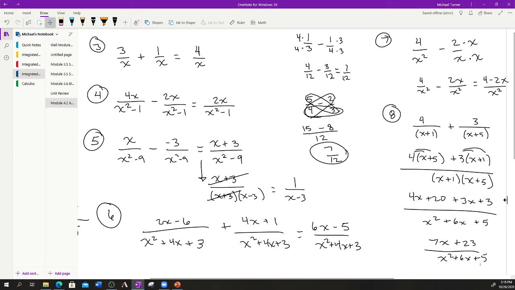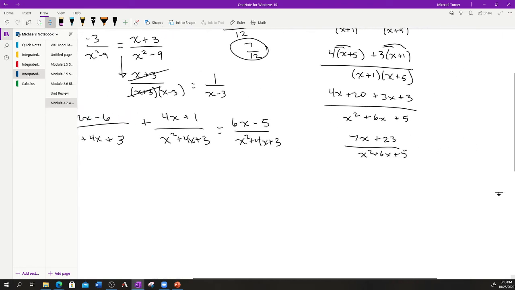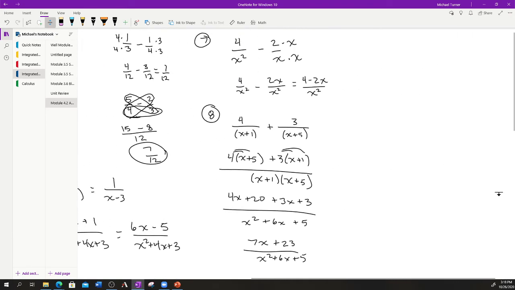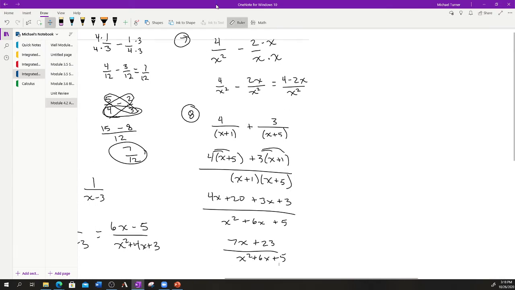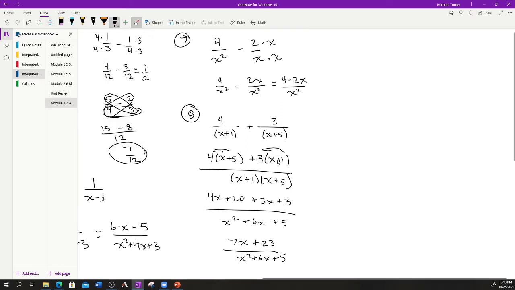So that's one way of doing it. That's how I personally would do it. You don't have to do it that way. The other way you could do it is essentially anything that you don't have in your denominator, looking at all the denominators.